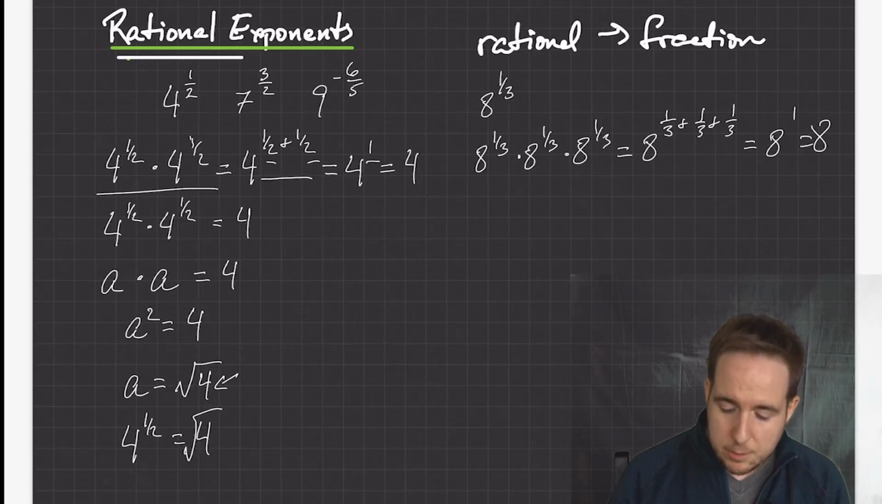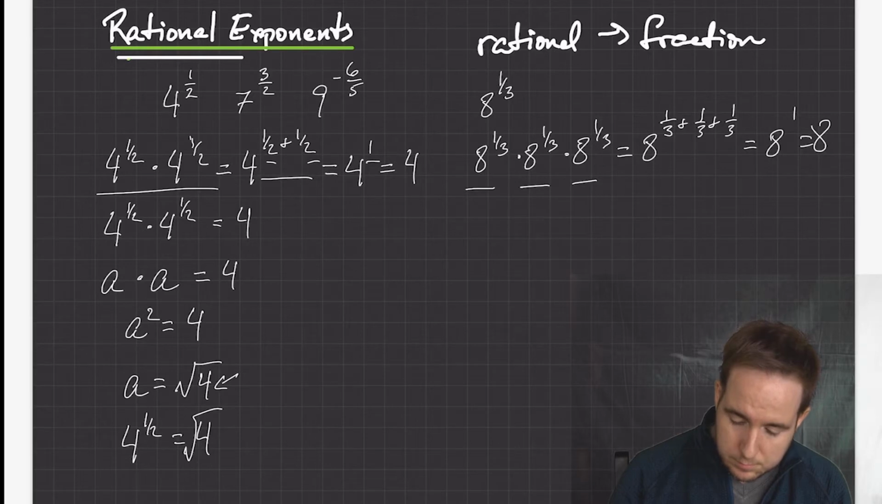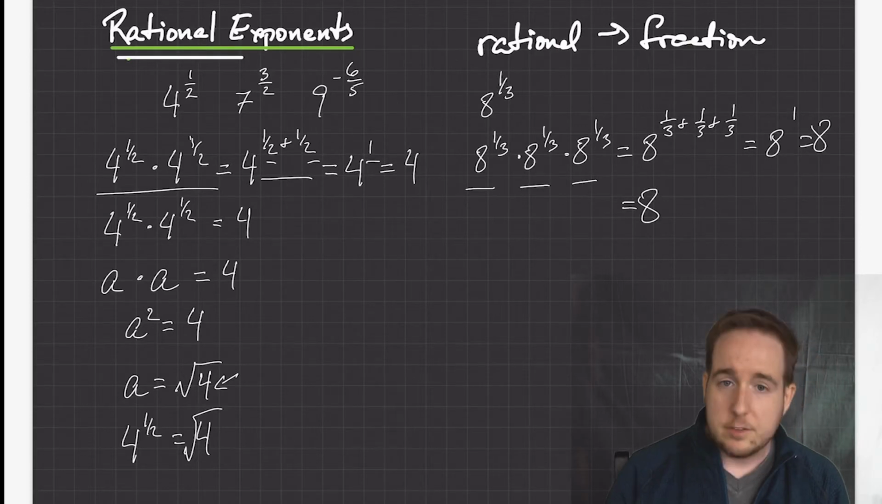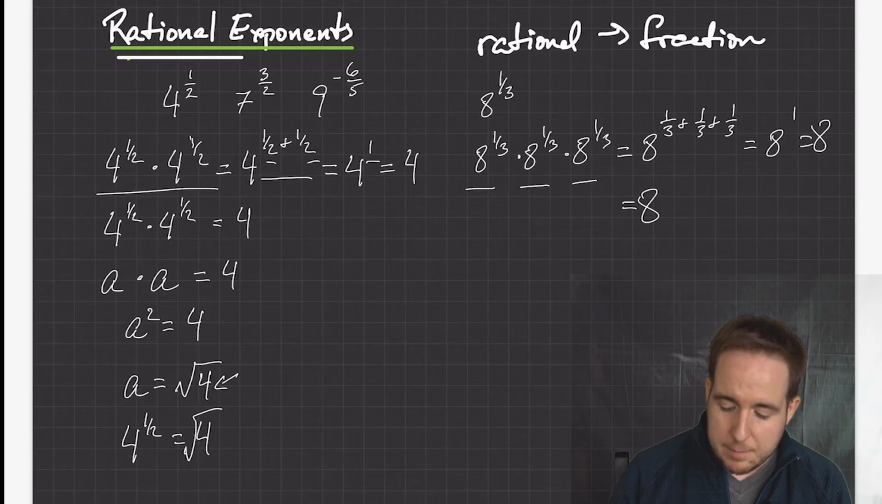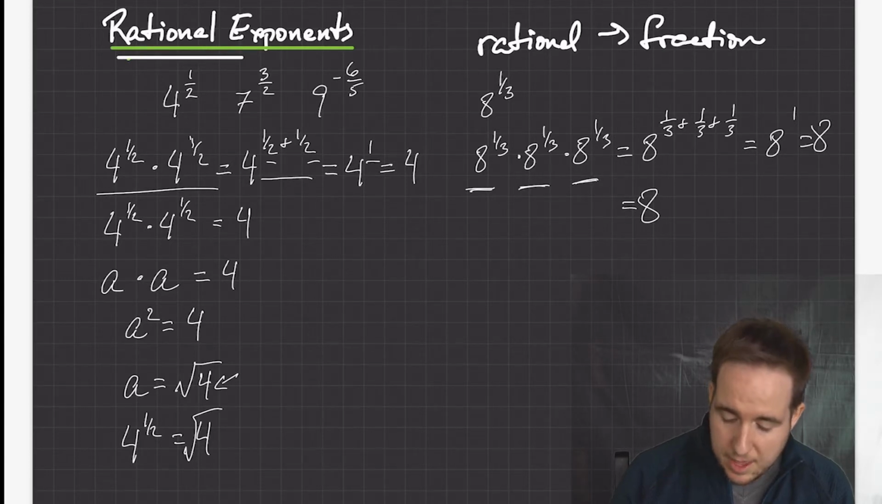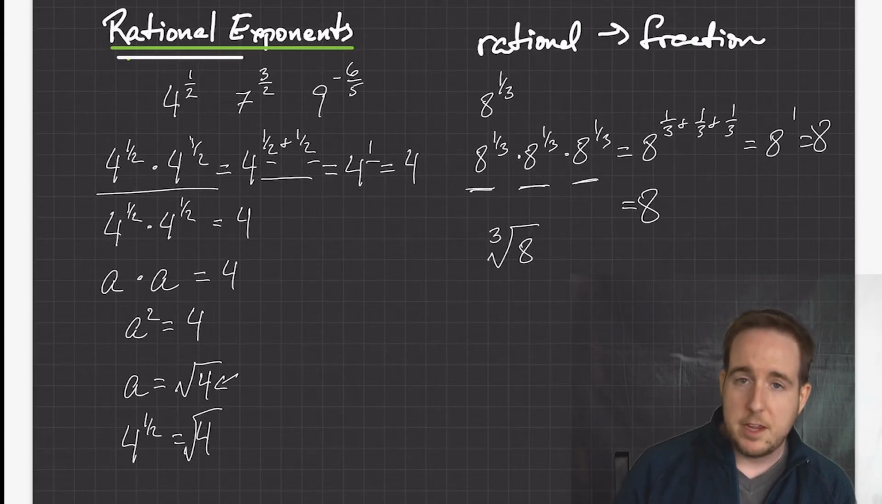Okay? So now you have a number where 3 of them in a row multiply together, and they give 8. Now, you may not know off the top of your head what the name is for something where you multiply it 3 times together and you get 8. That is the cube root of 8.